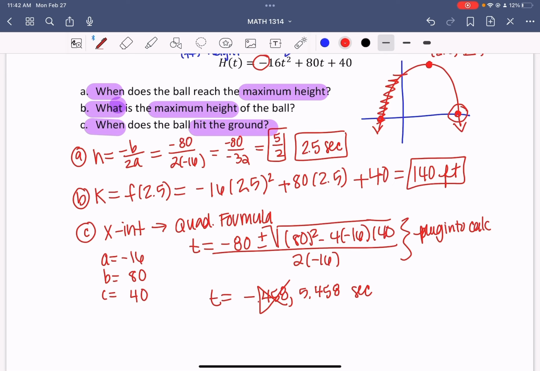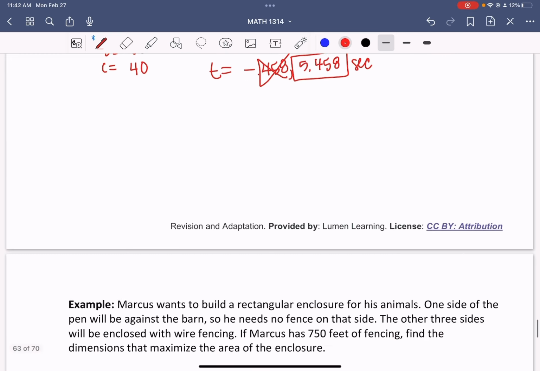So when does the ball hit the ground? At 5.458 seconds. You can see in this application of this problem, it's all the things we've been doing with quadratics, vertex, x-intercepts, but we have to apply it, and the picture can be really helpful for where am I looking, what am I looking for. I would like to do another example and kind of see how these quadratics are going to play into this.